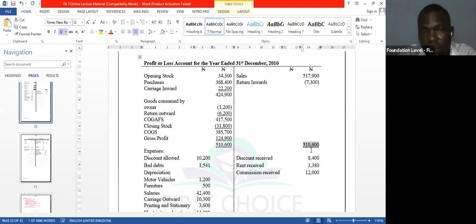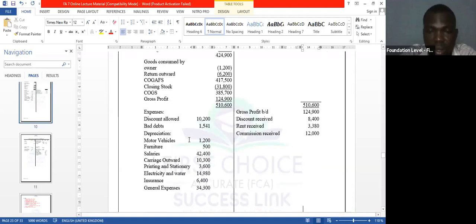The next thing for us now is to bring down our gross profit. So bringing our gross profit down, it will now be 124,900. The next thing is for us to press the calculator and add up all our total expenses here.